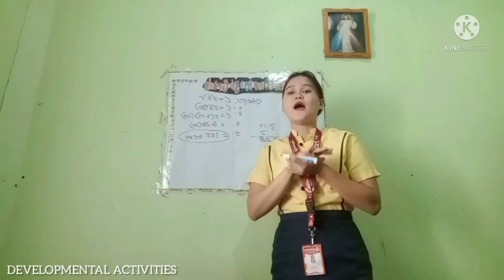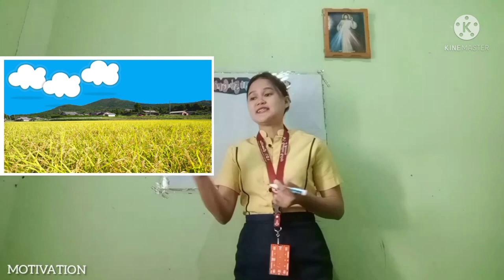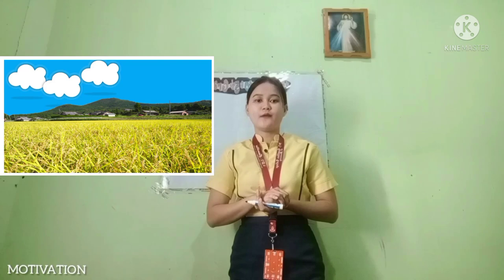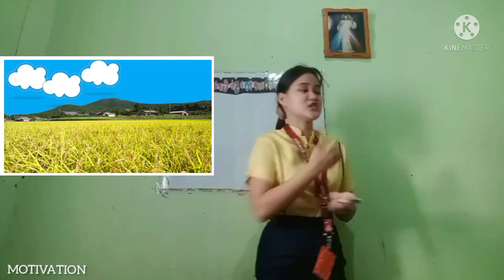Now, let us take a look at a picture on my presentation. So, what do you see on the picture? Yes, Desiree? It is a farm. Very good. So, what worker utilizes a farm? Jana? A farmer. What does a farmer plant on a farm? Now, give me an example of what the farmer plants in a farm. Veron? Corn. Very good. Pat? Beans. Very good. Jen? Rice. Very good. So, last answer? Jolo?